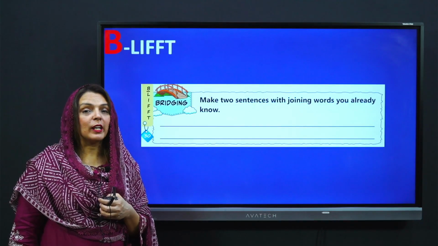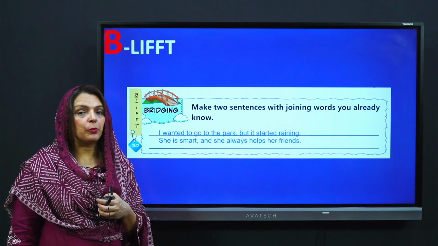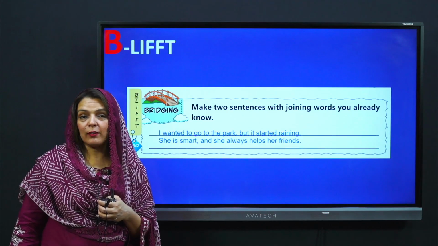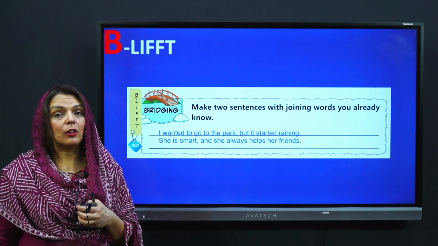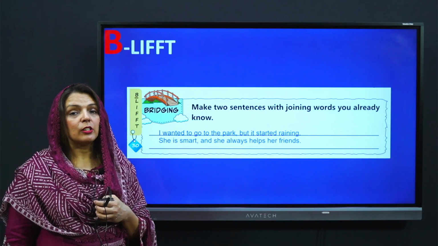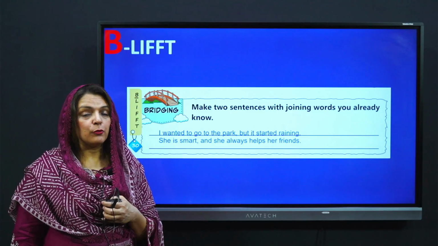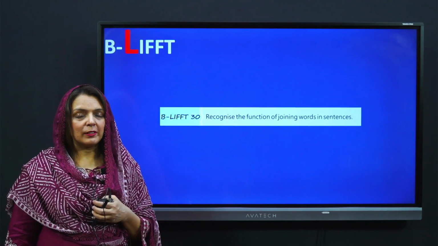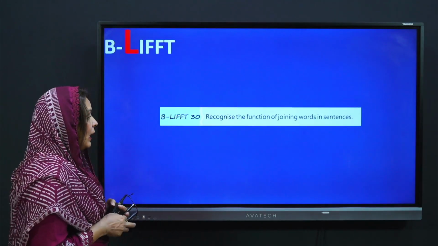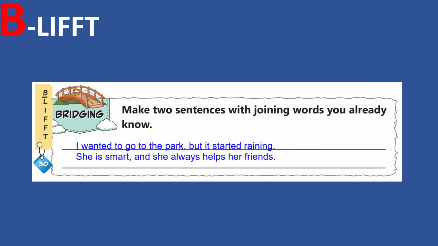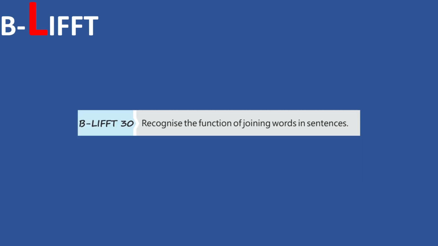And I'm sure that by now you have already done your bridging activity. And this time, again, your answers do not have to match mine because this is an open-ended question. But the most important thing is it should have some sort of joining word. Why? Because this is the demand of the SLO. SLO wants you to recognize the function of the joining words in sentences. So we will be focusing on the joining words.